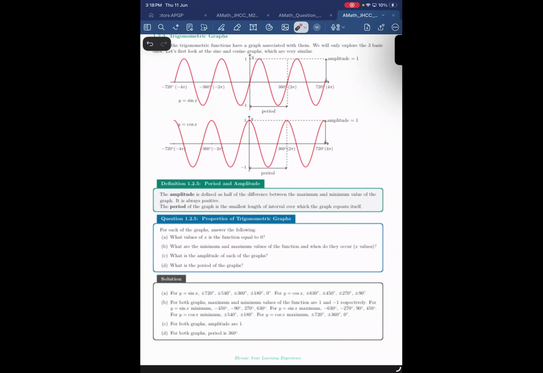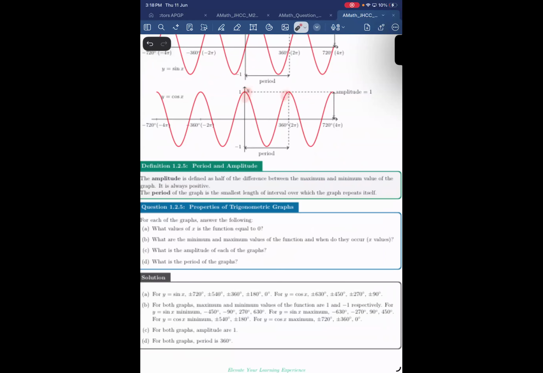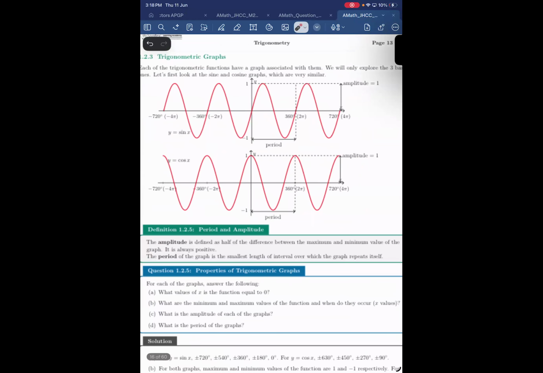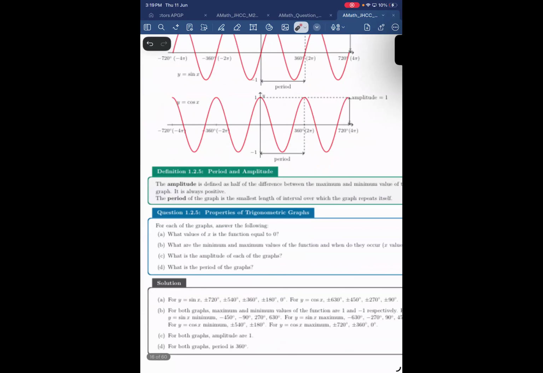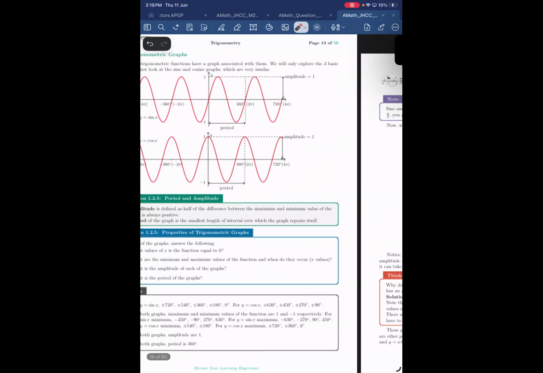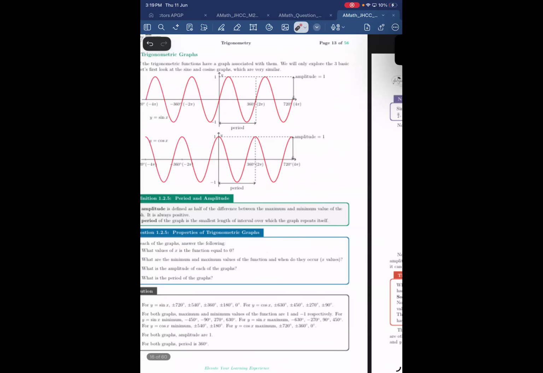Then the minimum and maximum values of the function, you can also easily see. The maximum value occurs at 0, 360, 720 for cosine. For sine, it will be 90, then 450, etc. And both graphs have amplitude 1 and period 360 degrees. But in general, the periods and the amplitude will not be just 1 and 360 degrees.